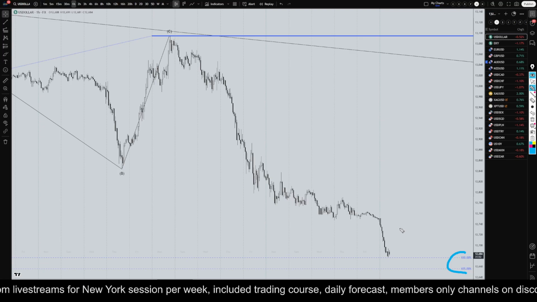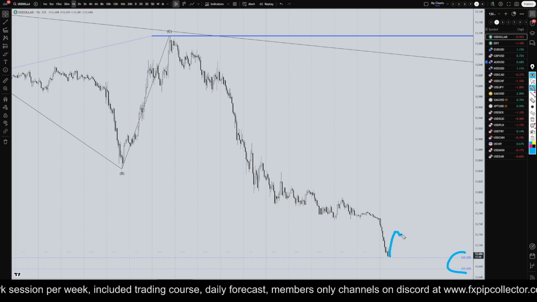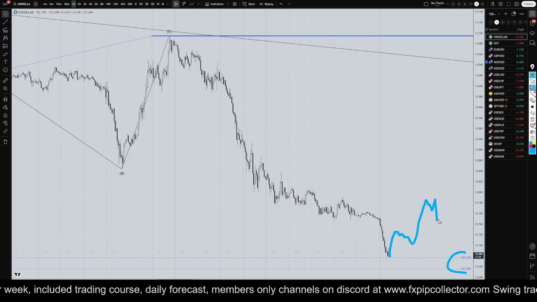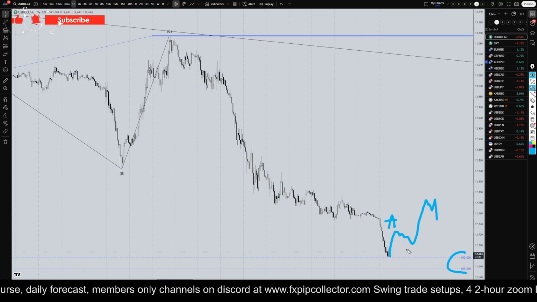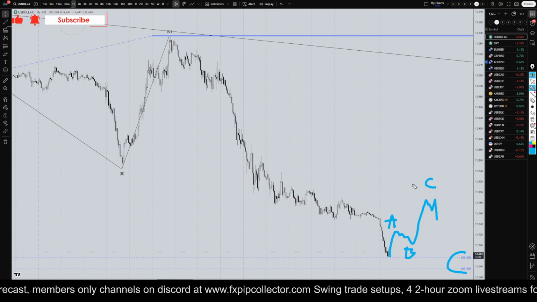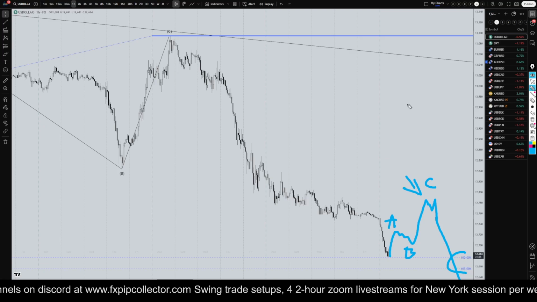For me personally, I am not going to be looking for longs on the US dollar, but if I do see a bounce, I'm going to be excited because I know at the end of this bounce, if we get a three-wave pullback like another A, another B, and a C, then I definitely would take that as a short, potentially for the continuation of this wave three.